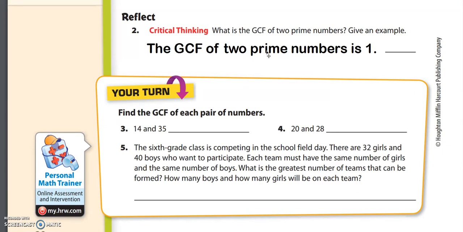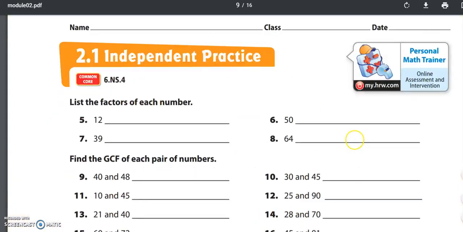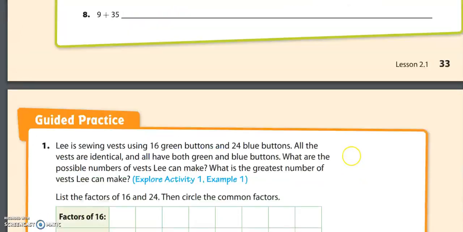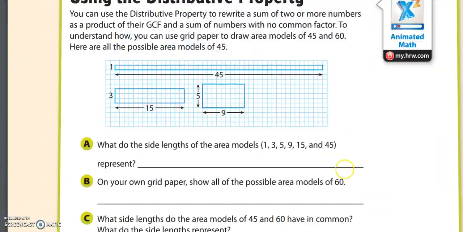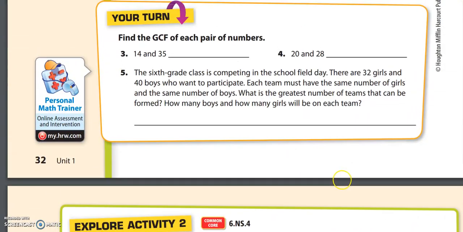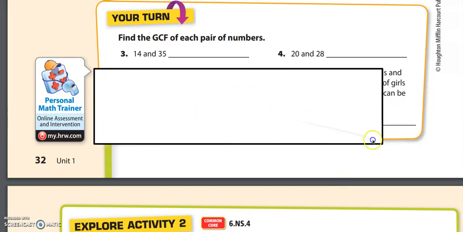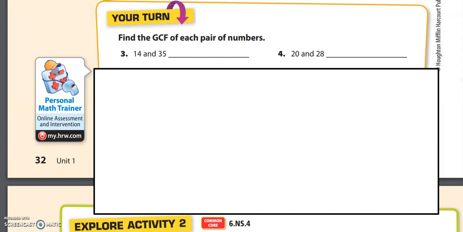So your turn at the bottom of the page. There are 3 GCF problems. Two are just basic, and one is a word problem. So let's check those out. What I'm going to do is make a little whiteboard here, because I like to show my work. I'll make a little whiteboard, and I'll move it when I need to.